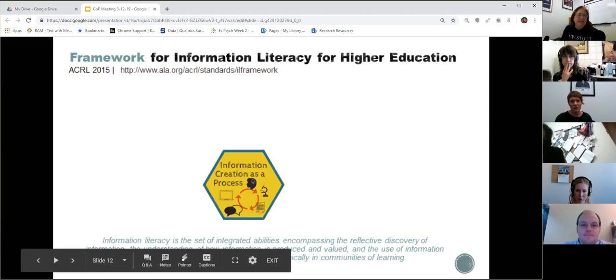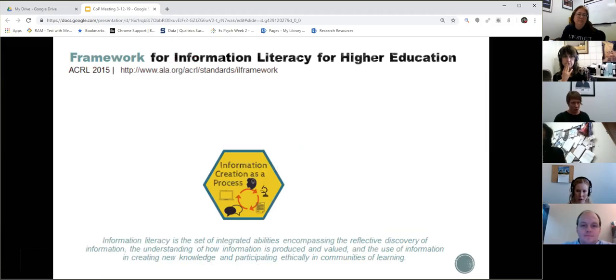So, okay, so the first one, and I shouldn't say first, second, third, they are interconnected ideas. They're not ordinal at all. But the first one we're going to look at today is information creation's a process. If students could understand that information creation is a process, they would understand how they could use information in a much more nuanced way, right?